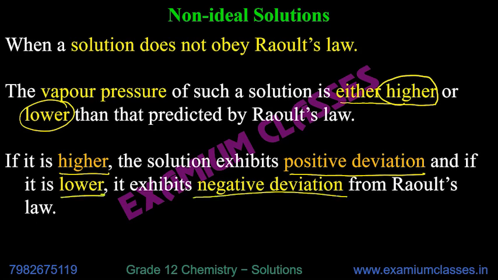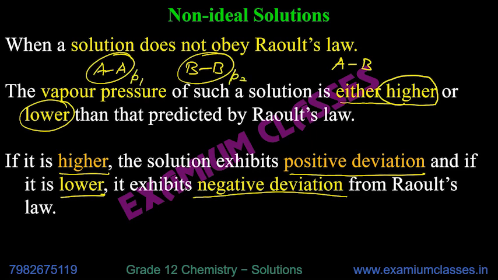Why we call it positive and negative, I'll explain through a diagram. But first try to remember: if the resultant vapor pressure, meaning the vapor pressure of the mixture after mixing the liquids, is greater than the vapor pressure of the individual liquids, the individual liquids being A and B, so vapor pressure will be P1, P2, and the vapor pressure here of the mixture.